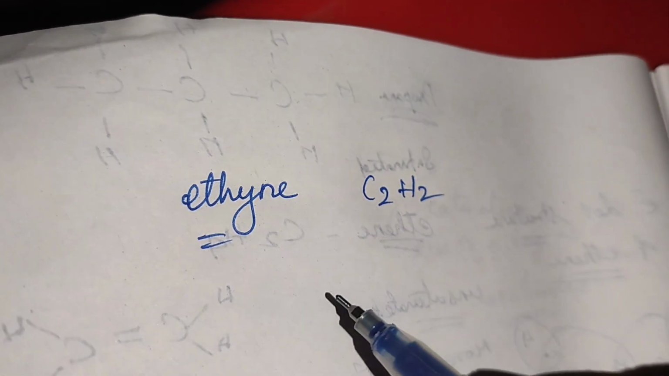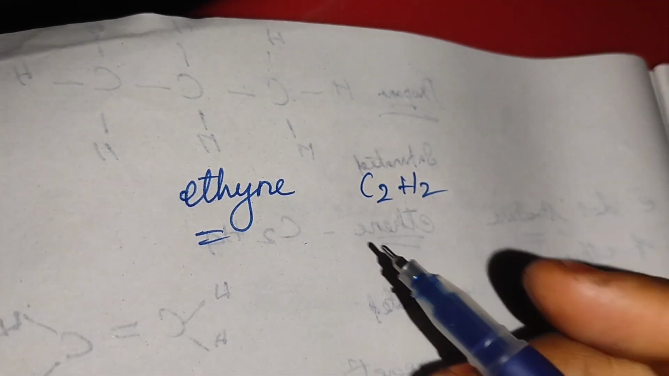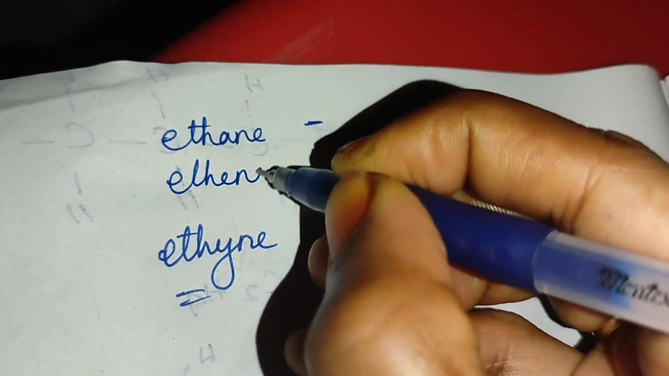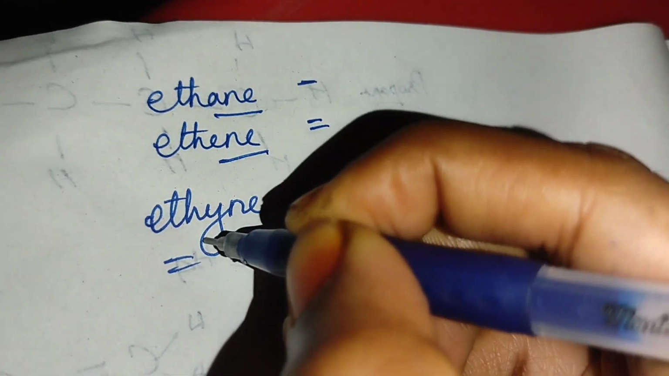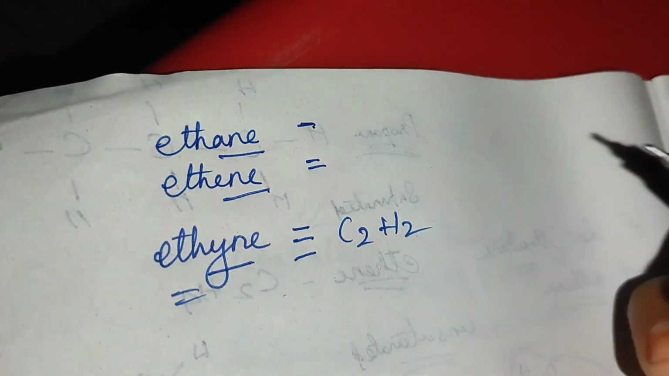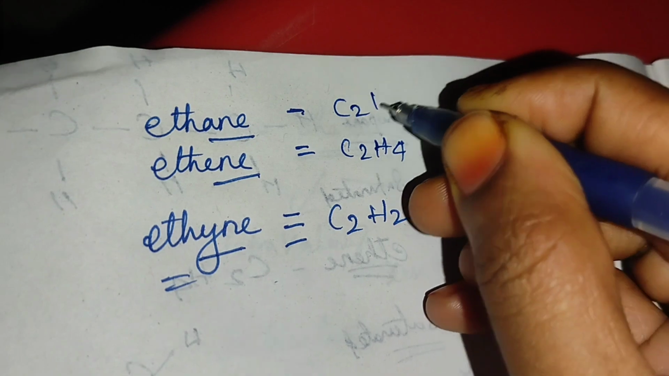Now for ethyne. What is the formula? C2H2. Here a triple bond will come. For ethane, single bond. For ethene, double bond. Ethyne, triple bond. Ane, ene and yne. And this formula, what? Here C2H4. Here C2H6.